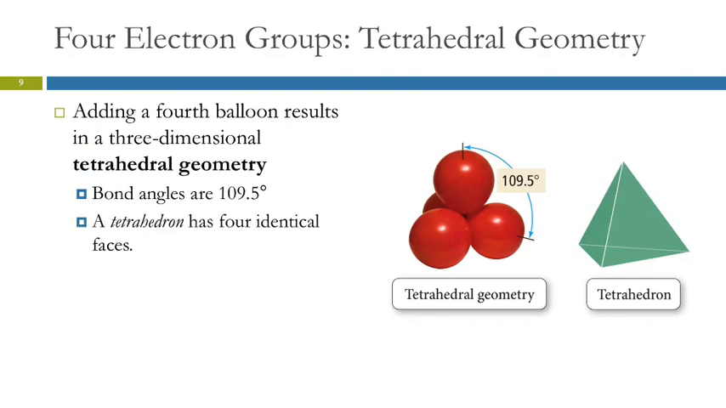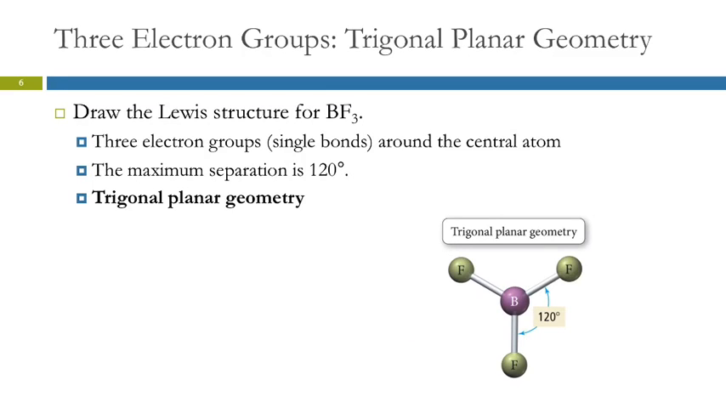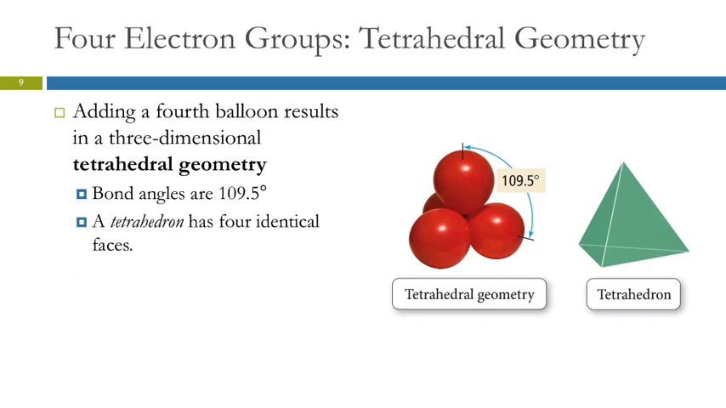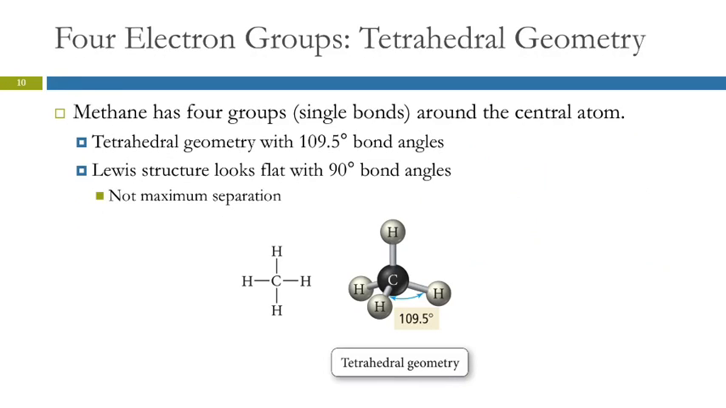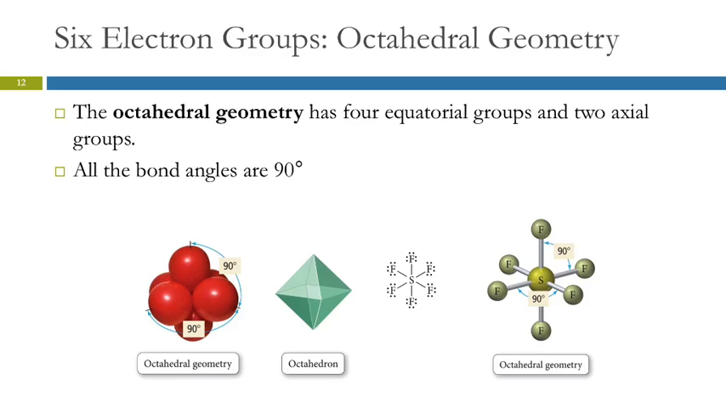So we've got linear. They make a line. We've got trigonal planar, a flat triangle. That's with 3 groups. 4 groups, we get a tetrahedron, tetrahedral geometry. Oh, that's the actual picture. We throw another one in there, we get trigonal bipyramid. So that's different than trigonal planar. And then we get octahedral.